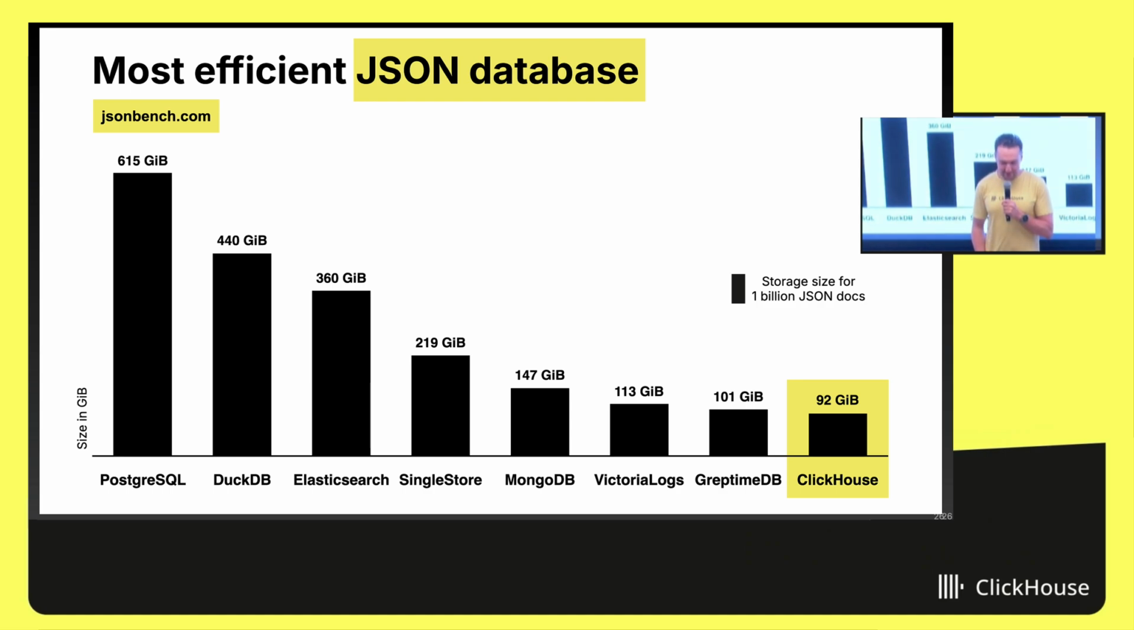And yes, if we compare to other databases, ClickHouse is the most storage efficient. Like Postgres took 600 gigabytes. It is 600 bytes per one document on average. ClickHouse took 92 gigabytes or 92 bytes per document. And no database comes close. We can see like the best contenders are Victoria Logs, GreptimeDB. They are specialized databases for logs, one written in Rust, another in Go. And ClickHouse is analytical database, almost general purpose analytical database.